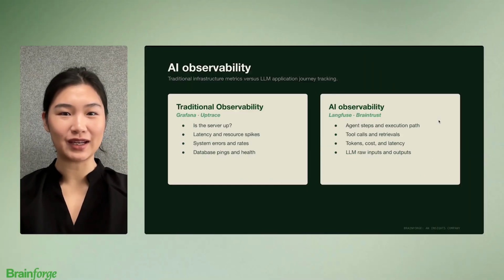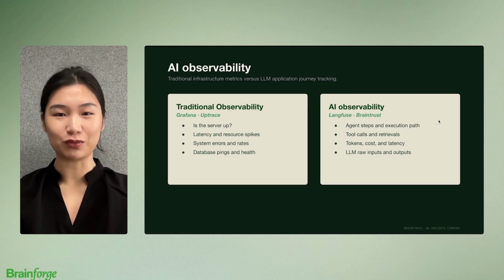Traditionally, before we had AI products, what we wanted to observe was, is the server up? Now, with AI products, there's more things we want to measure, such as, did the agent follow the right steps and call the right tools to complete its task? What was the overall token usage, cost, and of course, latency to its responses? What were the raw inputs and outputs the LLM used?